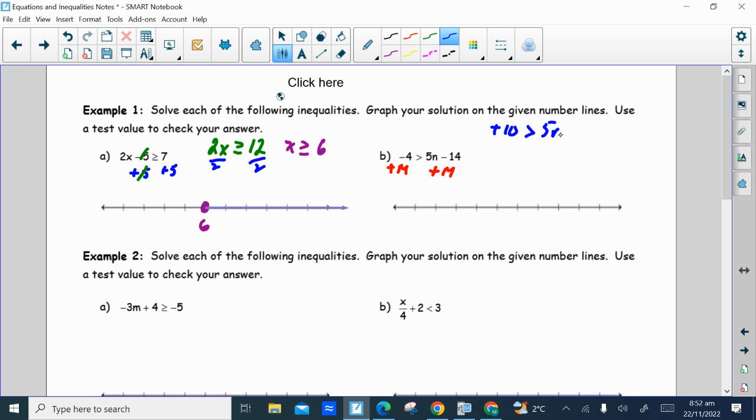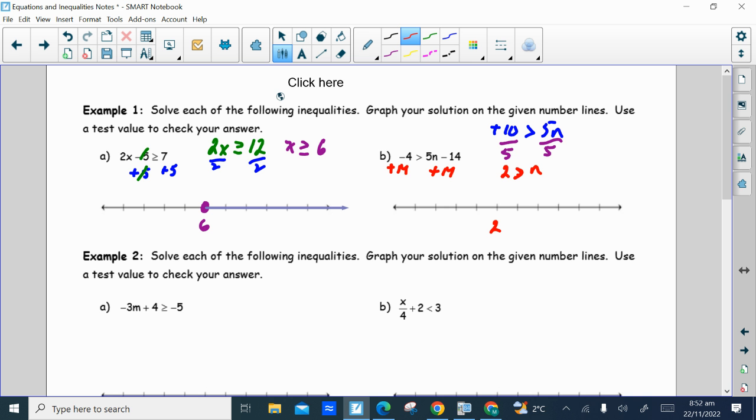What we have left on the right side is just the 5n. And now we'll divide both sides by positive 5, so the inequality does not reverse because we're not dealing with a negative. 10 divided by 5 is 2, and again, the inequality did not reverse. And you always read these from the variable. N is less than 2. 2 is greater than n, but n is less than 2.